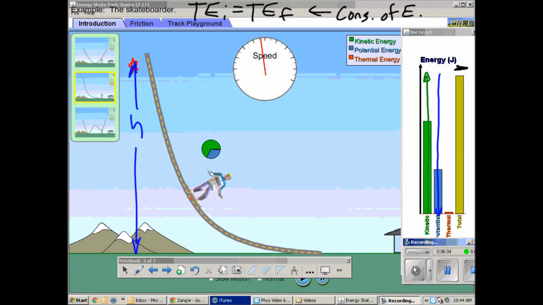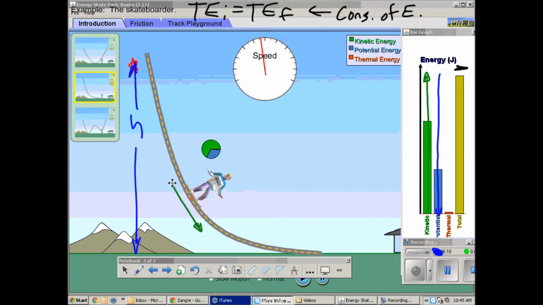Okay. So you can see at this point, for example, that the skateboarder's moving, right? He's going to be kind of moving this way, and as a result, he's got kinetic energy. According to the graph, he has this much kinetic energy. He's still up some height, so he's going to have some GPE, right? According to the graph, he's going to have this amount, and the total energy is those two added up, which gives you this yellow bar over here.